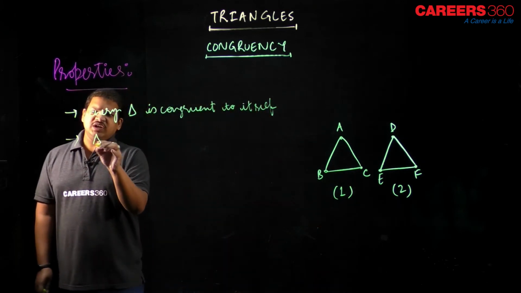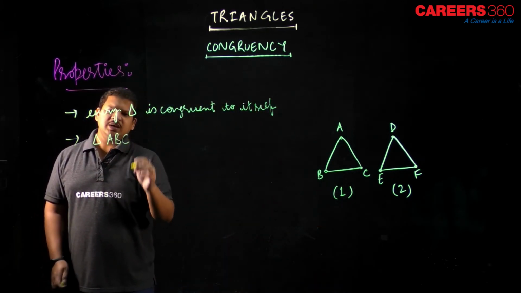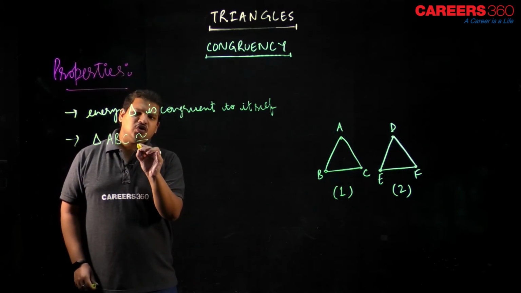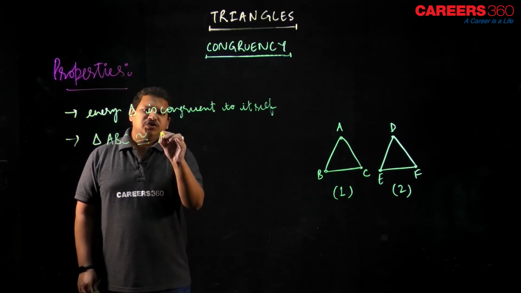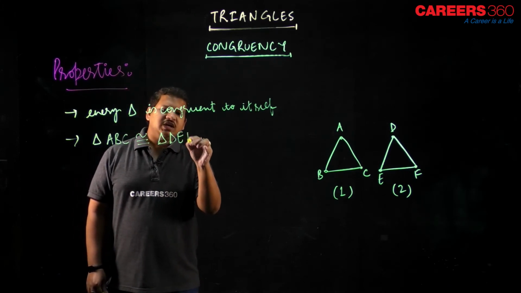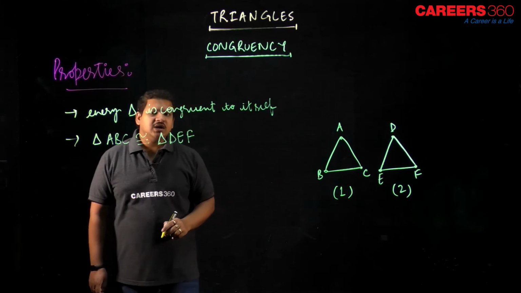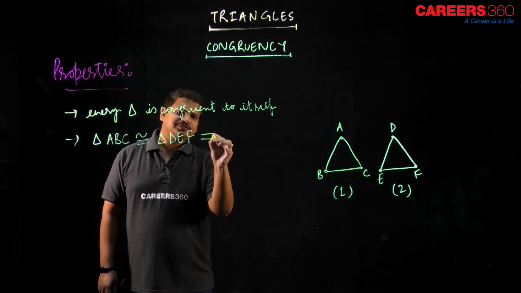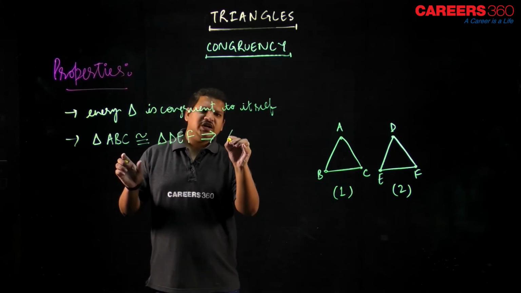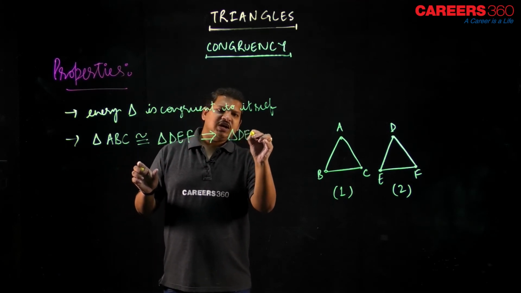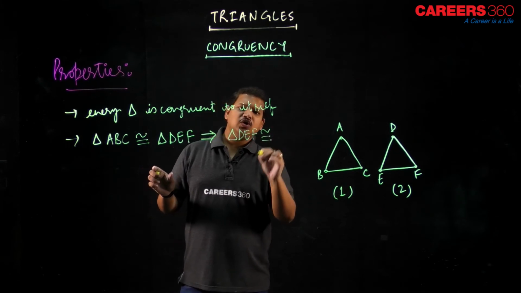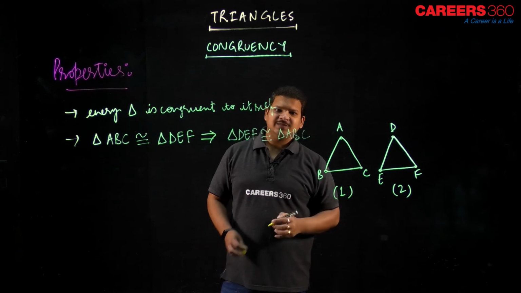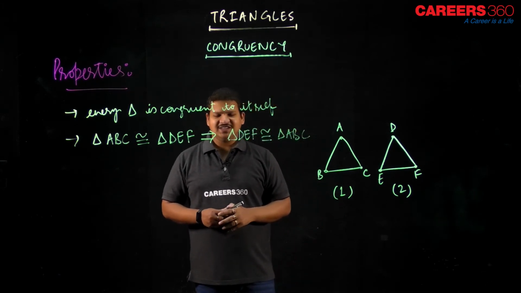Next one is, if triangle ABC is congruent to triangle DEF, then what I can essentially say is that triangle DEF will also be congruent to triangle ABC. I hope it is making sense to you.